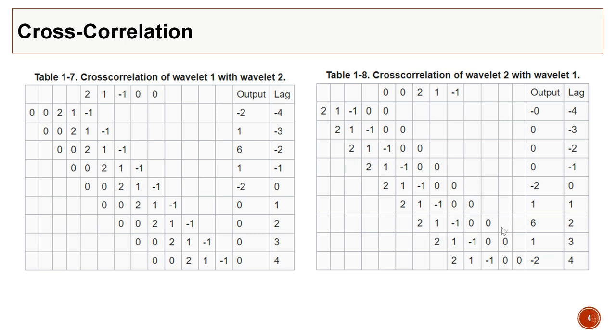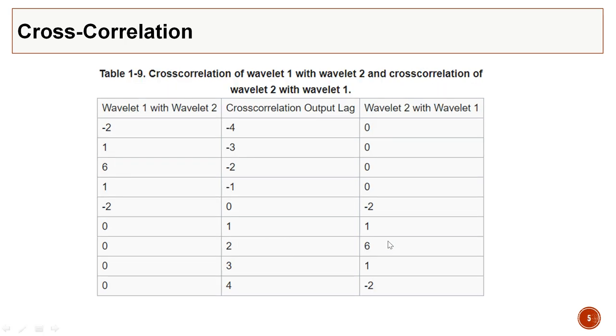One thing to notice here is that let's put these together. This is the lag value, which starts from -4 to 4, and when the wavelets are directly on top of each other is called the zero lag position. On the left is wavelet 1 with wavelet 2, and on the right is wavelet 2 with wavelet 1. So we can see that they are not the same. That means cross correlation is not commutative, like convolution is commutative. It doesn't matter if you convolve wavelet 1 with wavelet 2 or wavelet 2 with wavelet 1. But with cross correlation, it's not commutative. That means they are not similar. So it's important to know what you are trying to do.